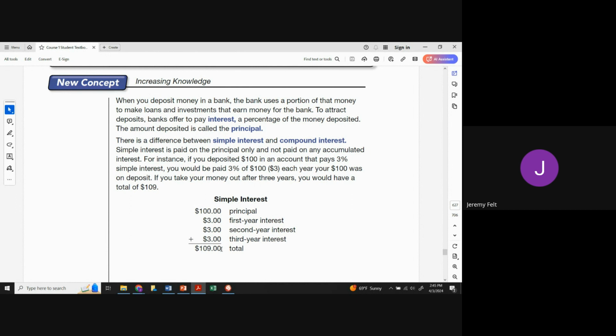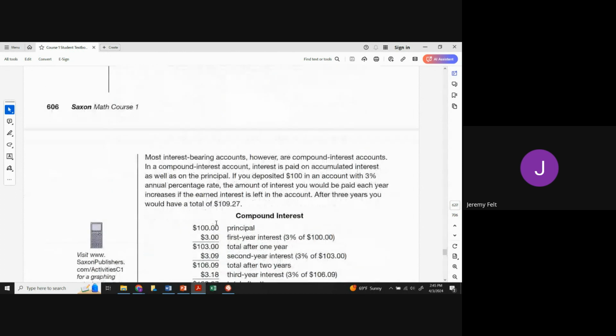So simple interest is probably better for an account where you're going to be putting money in and out. You're not really expecting it to grow over time, because even if you let it sit there for 40 years, you've made $120. Not probably going to retire on that. So that's simple interest. It's just going up by the same amount each year.